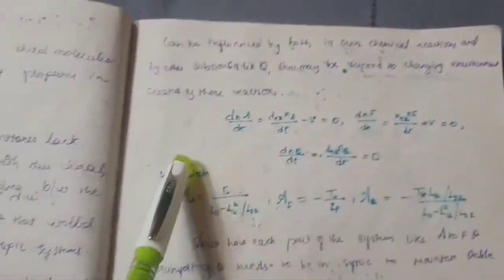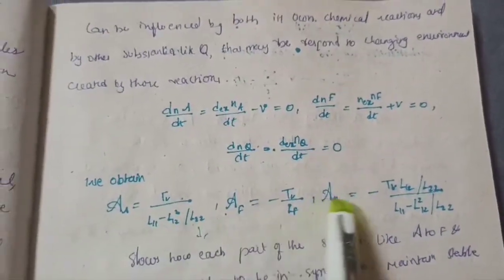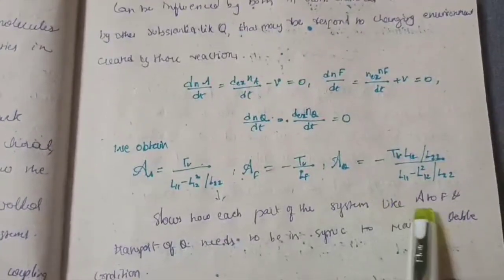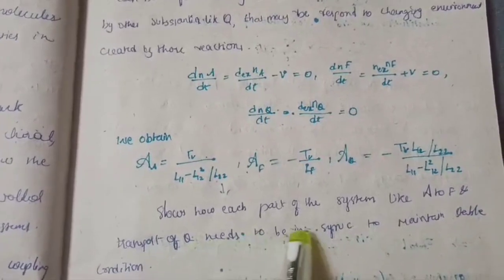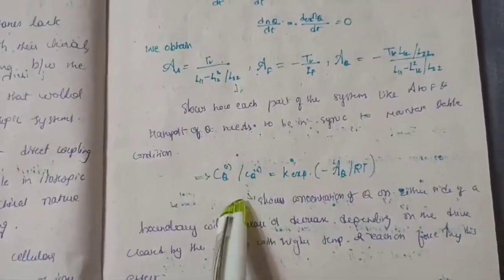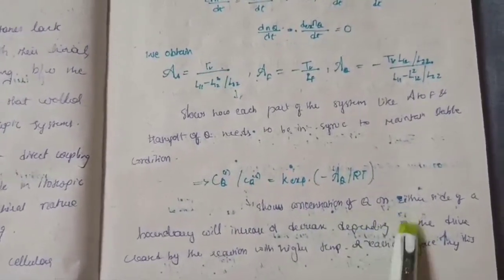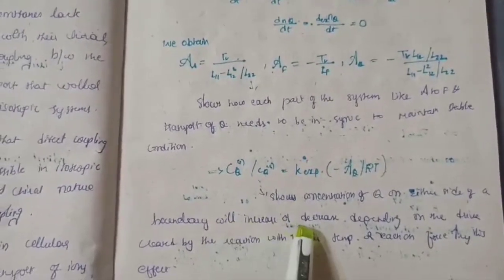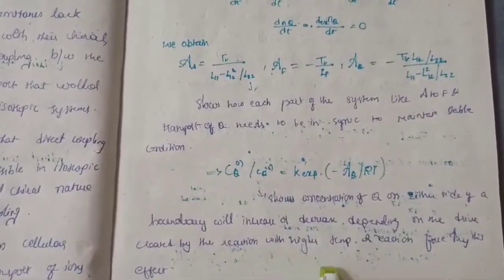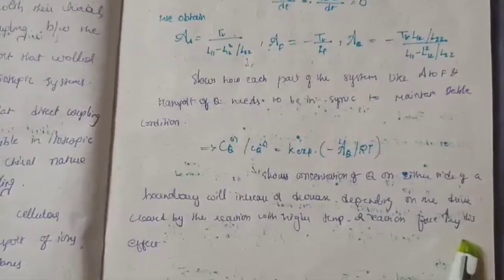In the next equation, we obtain this, and it shows how each part of the system, like A to F and transport of Q, needs to be in sync to maintain the stable condition. This equation shows that the concentration of Q on either side of the boundary will increase or decrease depending on the drive created by the reaction. With higher temperature, the reaction forces increase their effect.